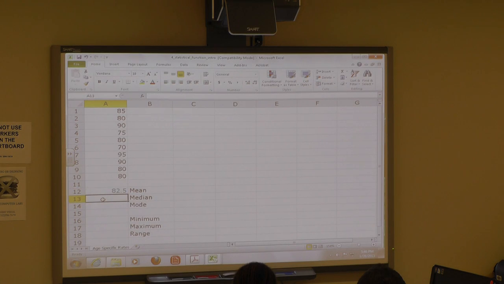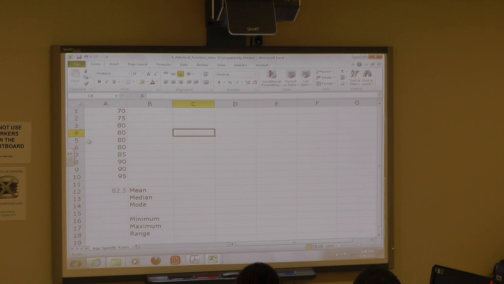Okay, how about the median? What's the median? Median is the middle number, right? Okay, there's a couple of ways I could deal with that. One way is I'm going to highlight these 10 numbers, and I'm going to go up here, and Excel will allow me to sort these numbers smallest to largest.